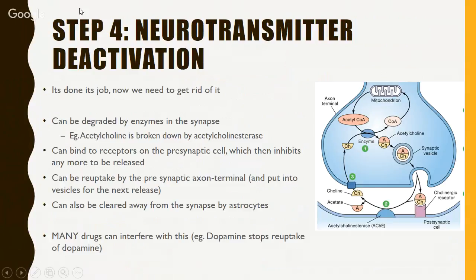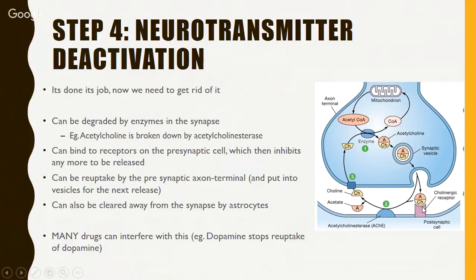Obviously, at the end, you need to deactivate the neurotransmitters. If they're left there, they will just keep doing their job because they're not sentient. They're just molecules that excite other molecules. So you can degrade them by other enzymes. For example, acetylcholine is broken down by acetylcholinesterase. They can bind to receptors on the presynaptic cell, this cell, which will inhibit any more from being released. This happens in a lot of autonomic stuff. They can just be reuptaken by this neuron and then repackaged for the next signal, or they can just be cleared away by astrocytes.